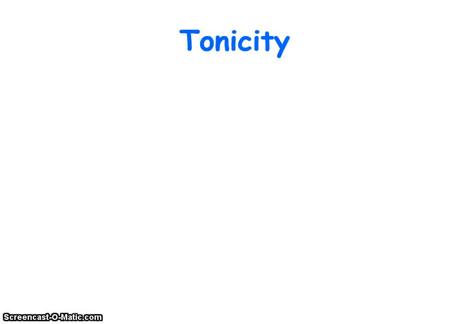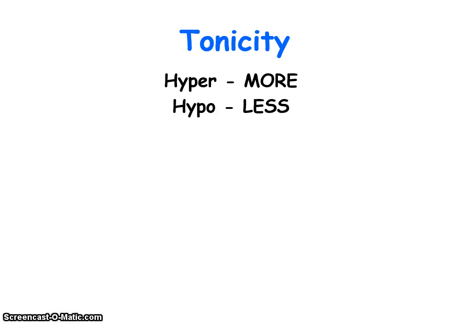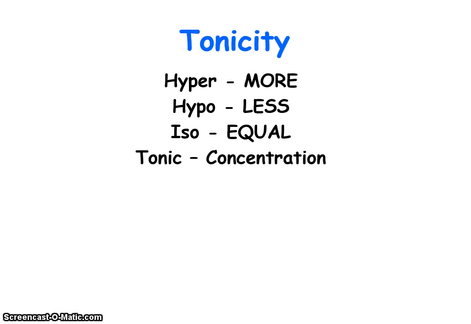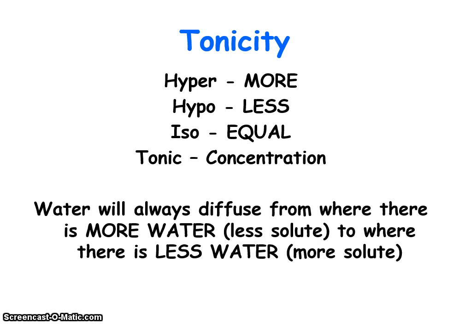So that's diffusion. Now, tonicity is a really important concept that we're going to talk about, and I mentioned a moment ago the fact that a lot of times the solute molecules cannot pass through the membrane. It's the water that can pass. And so this plays a huge role in equilibrium in a cell. So here's your keywords. Hyper means more, hypo means less, iso means equal, and tonic refers to the concentration of solutes. So the more concentrated one side is compared to another, that's the hypertonic side. The side with a lower concentration of solutes is the hypotonic side.